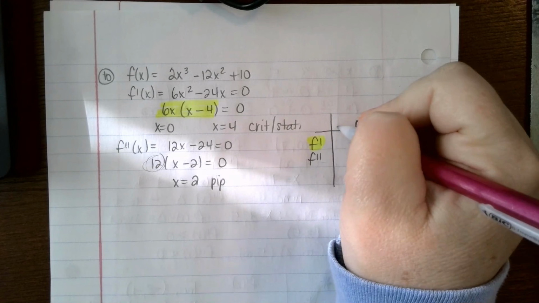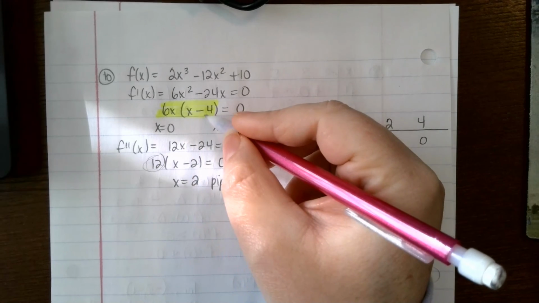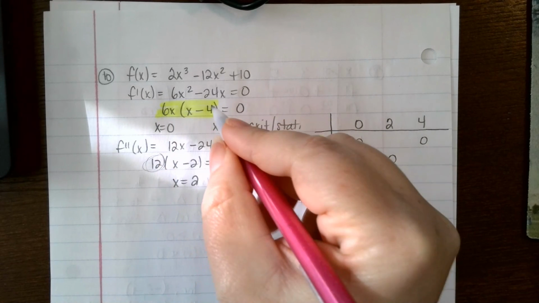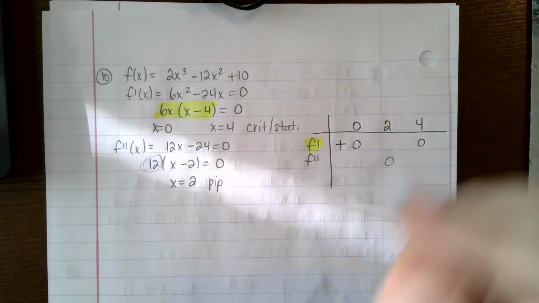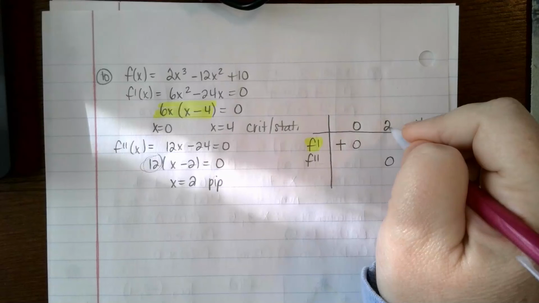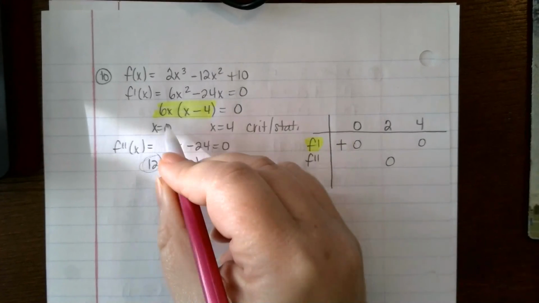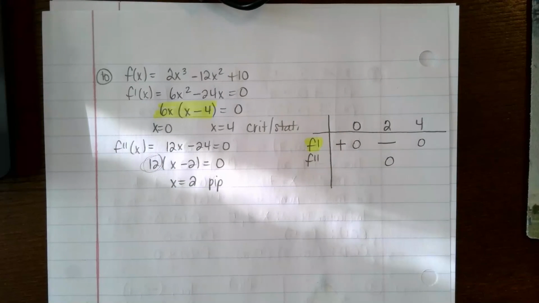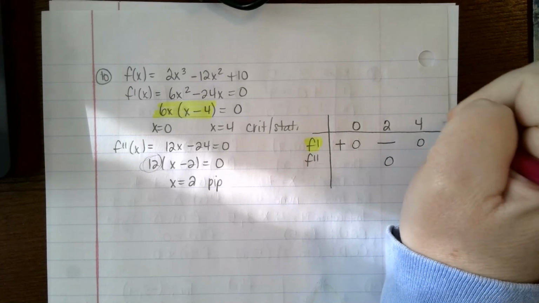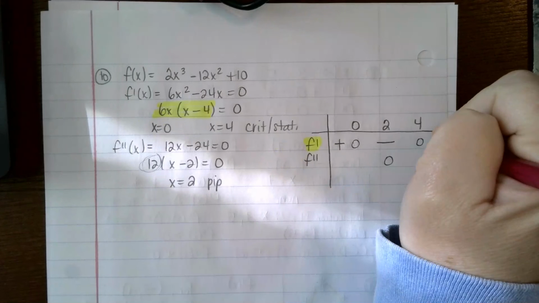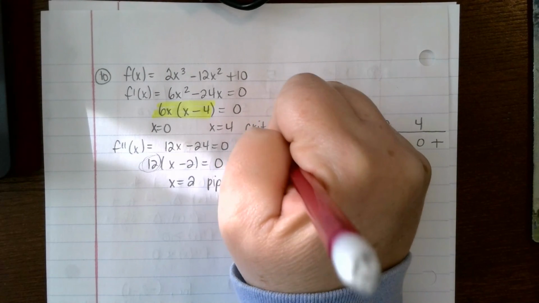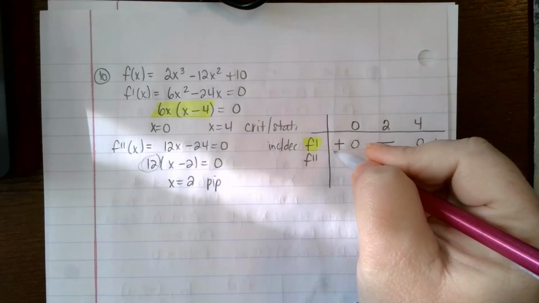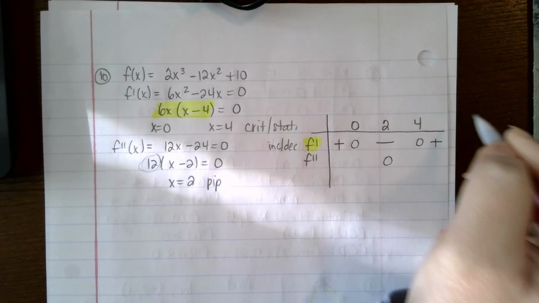So if I plug in a negative 1, and I have to plug into both pieces here, I have a negative times a negative. Well, that's a positive. If I plug in something between 0 and 4, I have a positive times a negative. That means that's a negative. And then over here, I plug in a 5. That's a positive times a positive. So I'm back to positive. So remember, this is increasing and decreasing. So then I know I'm increasing, decreasing, and then increasing again.